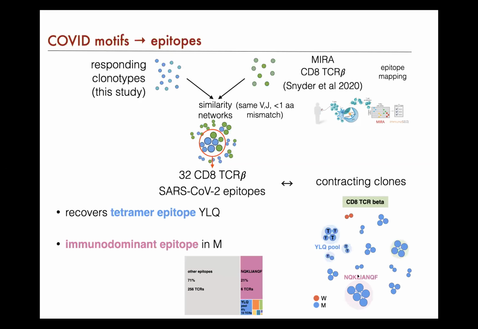And if we take a look at them, first of all, we reproduce the tetramer epitope and we reproduce its identity, but we find that the largest cluster, which takes up 21% of the CD8 response in donor M, corresponds to this specific epitope, and it's in fact an immunodominant epitope in donor M.